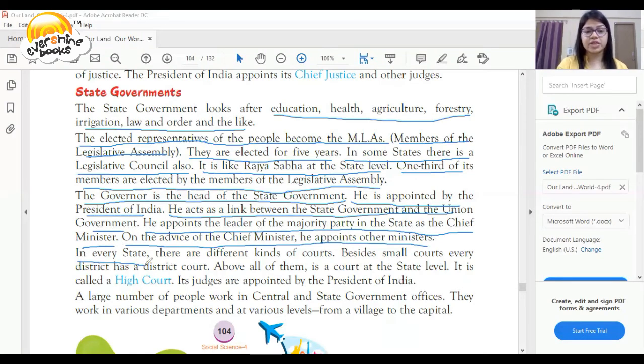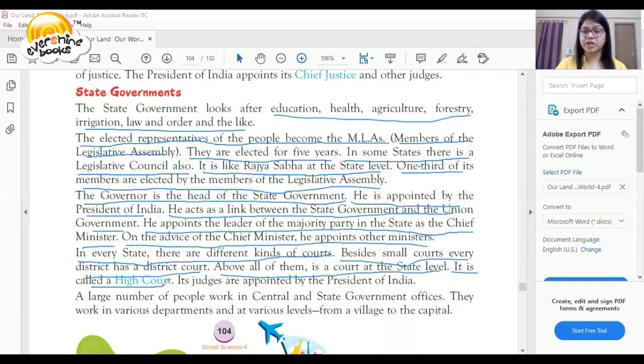In every state, there are different kinds of court. State में भी court होते हैं different kind, अलग अलग तरीके के. Besides small courts, every district has a district court. हर एक district में एक district court होता है. Above all of them is a court at the state level. It is called high court.